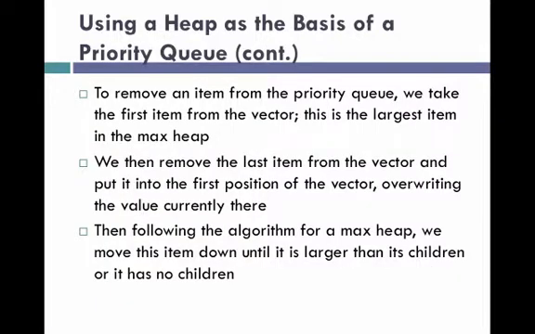To remove an item from the priority queue, we take the first item from the vector. This is the largest item in the max heap. And then we remove the last item from the vector and put it into the first position, overriding the value that's there. And then following the algorithm for a max heap, we move this item down until it is larger than its children or it has no children.